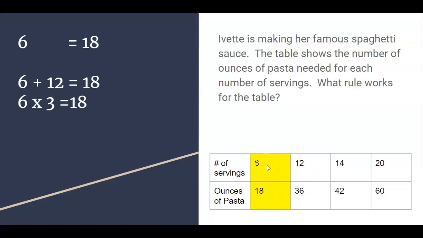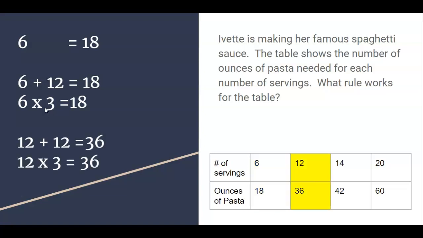So I first look at one column at a time. I'm looking at 6 and 18. If I start with 6 and I end with 18, that is going up, that is increasing. So I have to either add or multiply. Well, to go from 6 to 18, 6 plus 12 is 18, and 6 times 3 is 18. So one of these rules, either plus 12 or times 3, works for this table. In order to figure out which, I have to go and look at the next column.